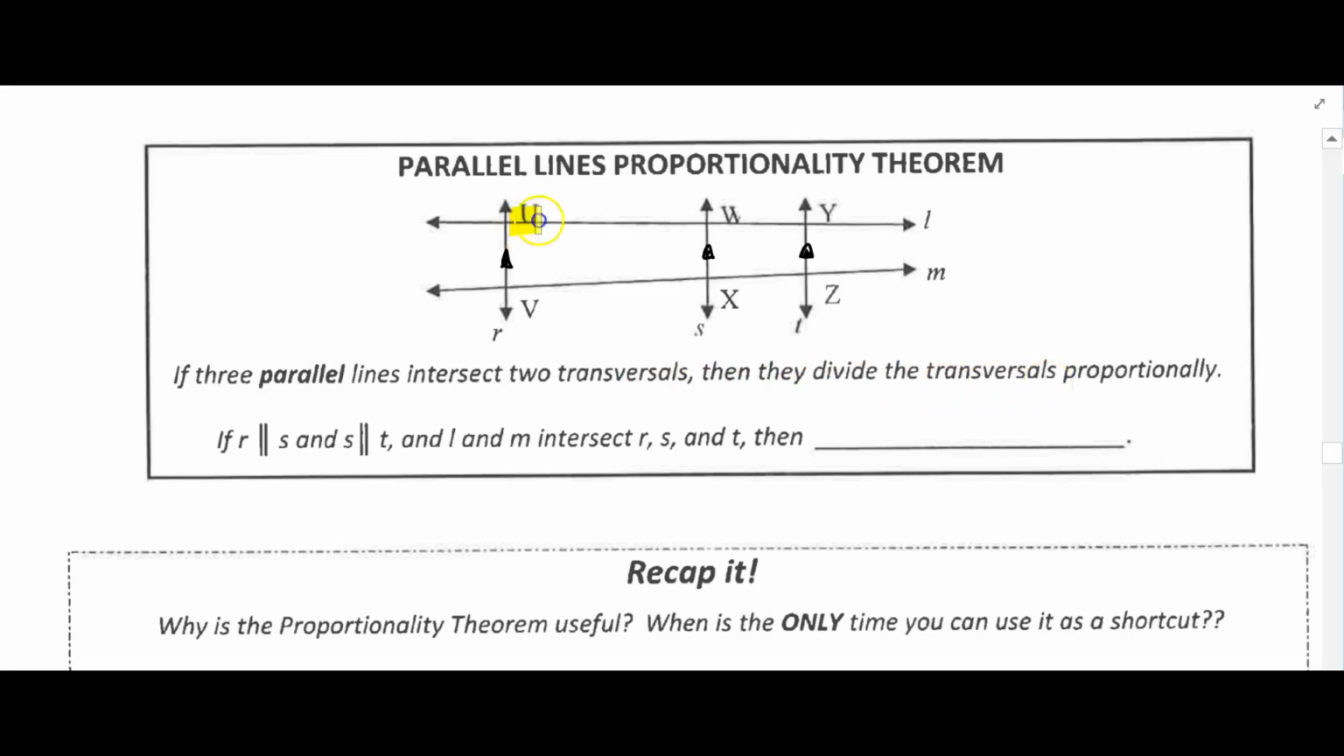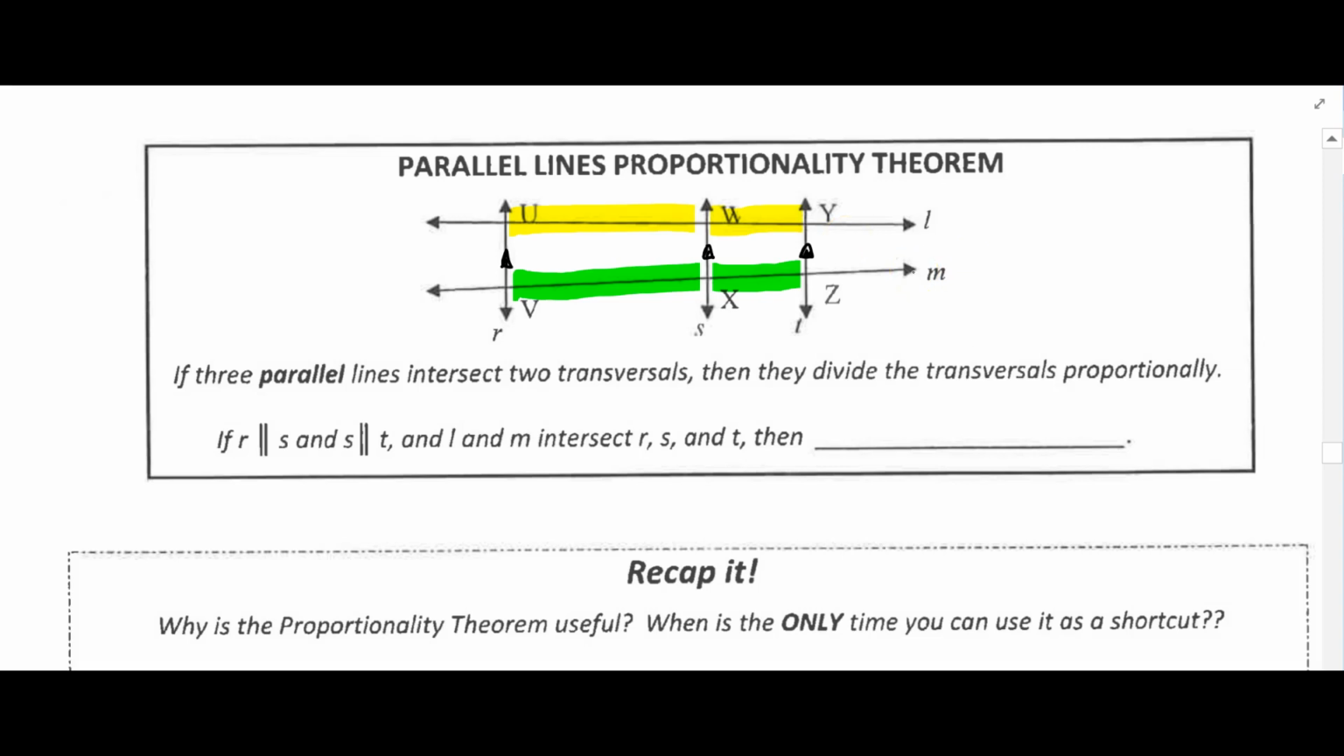So I'm going to color code again. So I have a yellow piece and a yellow piece. And then down here I have a green piece and a green over there. So if R is parallel to S and S is parallel to T and L and M intersect R and S and T, okay, basically what we have here, we have three parallel lines intersecting two other lines.